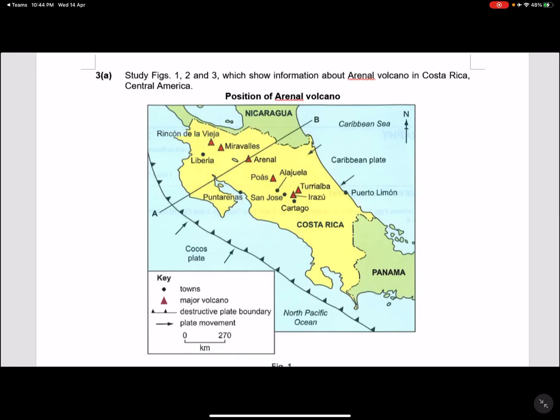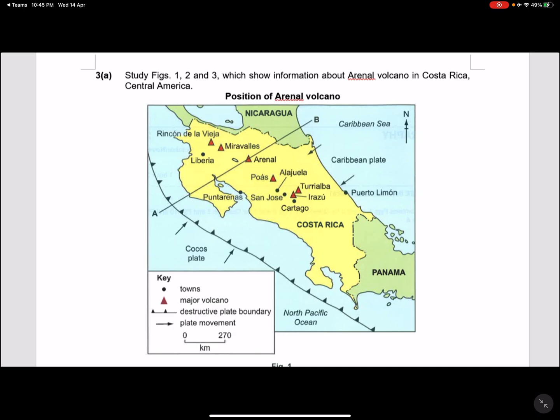Okay, for this question, 3A here, they have another diagram, right? Figure 1 showing you destructive plate boundaries, direction of the plate movement. So you can actually see that this area here is the North Pacific Ocean, which means that this is the Cocos Plate pushing against the Caribbean Plate. And evidence of a string of major volcanoes starting from Rincon de la Vieja in the northwestern part of Costa Rica, stretching down towards the southeastern direction to the volcano Irazu.